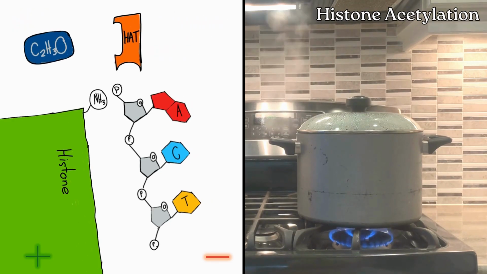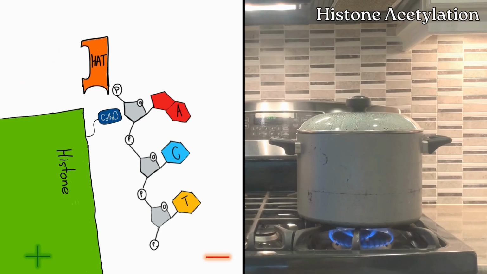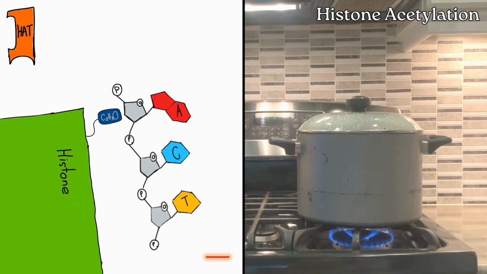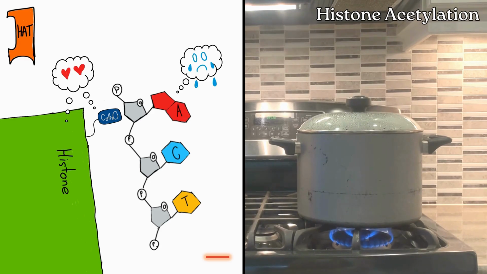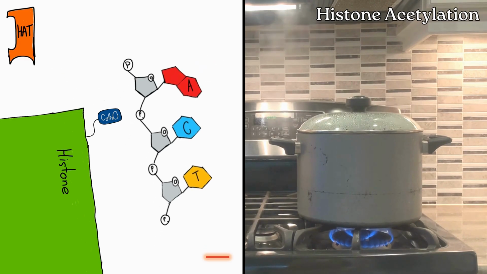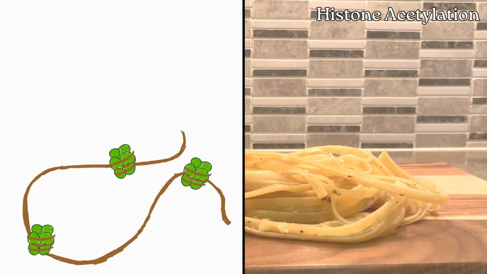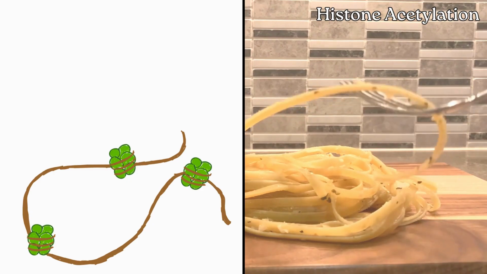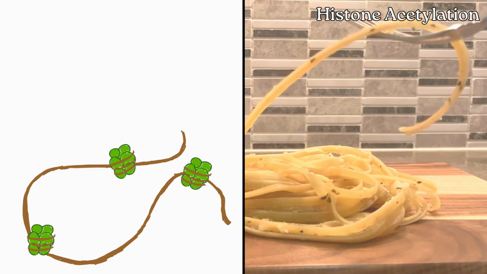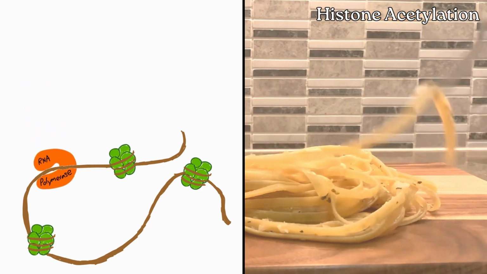But the acetyl group binds to the histone, neutralizing that positive charge. It's like the histone cheats with the acetyl group on the DNA. So the DNA and the histone are less attracted. When it pops out, we get loosely packed chromatin. Like fettuccine, it's relatively easy for our RNA polymerase to swoop in, start transcribing, and synthesize our protein.